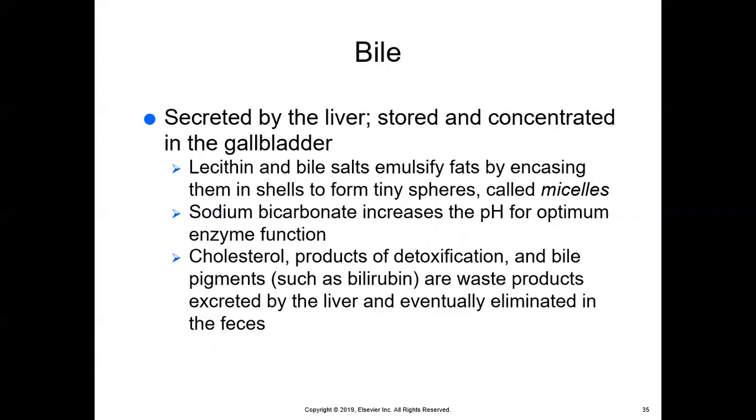So there's bicarbonate in the bile as well. And so the bile is secreted from the liver into the duodenum. Remember, the duodenum is receiving chyme from the stomach, and that chyme is acidic. So the pancreas sends in sodium bicarb, and the bile from the liver also secretes sodium bicarb, so that the pH can be raised, and so you can have optimum enzyme function.